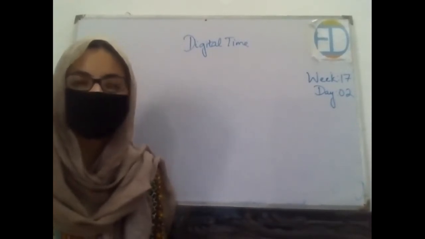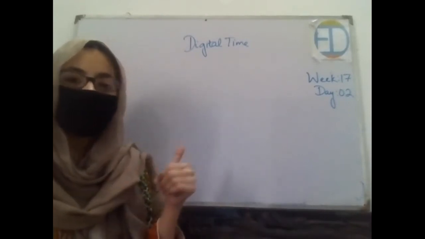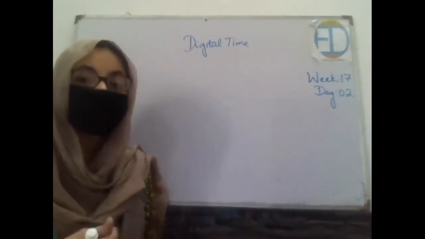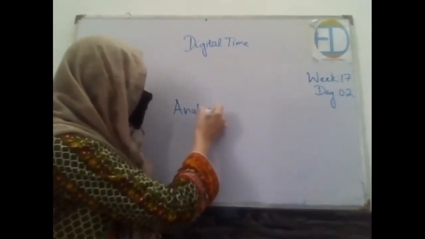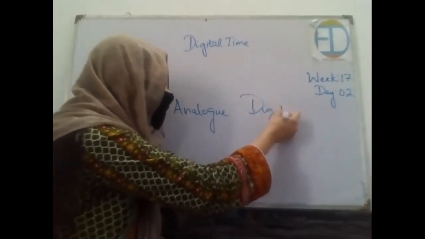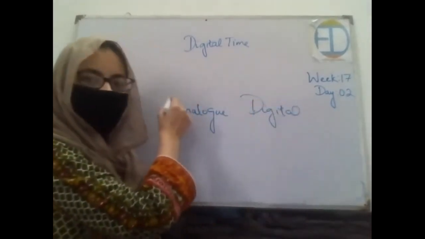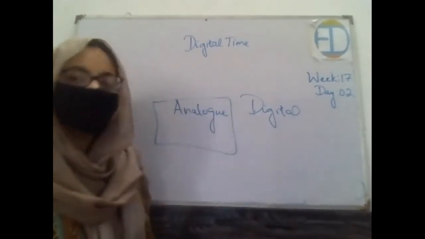Remember in yesterday's class, I told you that we have two types of clocks or two types of time. The one is analog, and the other one is digital, right? So far, in the previous week and in yesterday's class as well, we have covered the analog time, right?